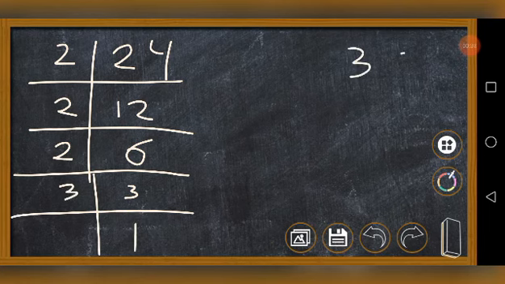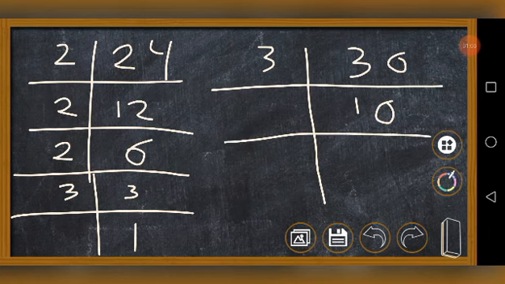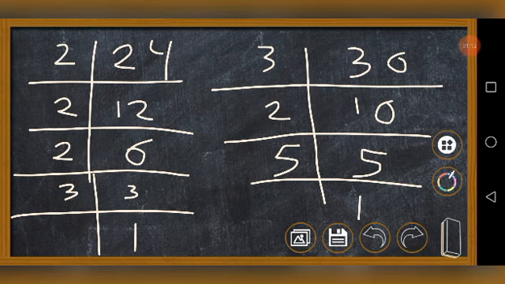Now 30 over 3. Looking at the first number 24, we only choose prime numbers, and also for the second number 30, we factorize by using prime numbers only. 30 over 3 equals 10. And 10 by prime numbers, you can choose 2 or 5. So 10 over 2 equals 5, and 5 is a prime number, divisible only by itself.